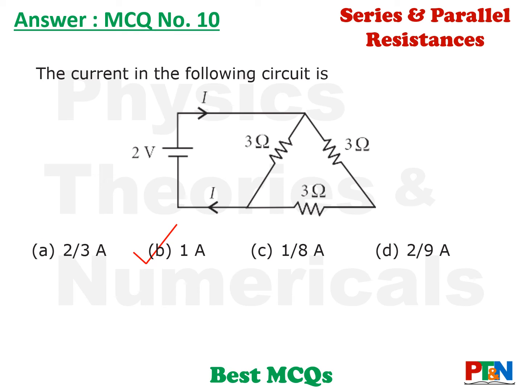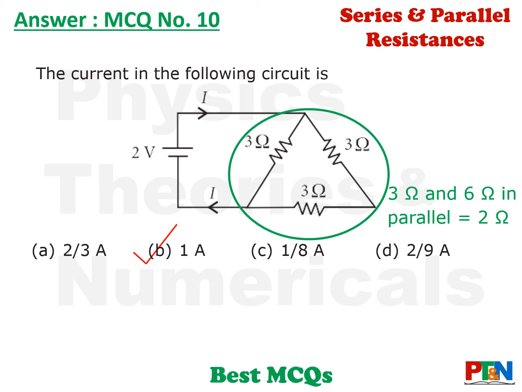Here again, it is 3 ohm and 6 ohm in parallel. That means total resistance of the triangle is 2 ohm. The battery voltage is 2 volts, so current will be 1 ampere. 2 by 2, 1 ampere. So 3 ohm and 6 ohm in parallel is 2 ohm, so current will be 1 ampere.